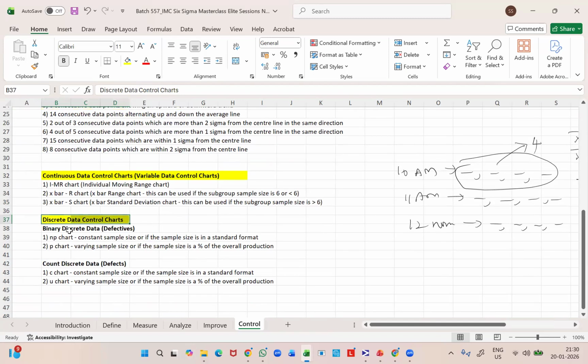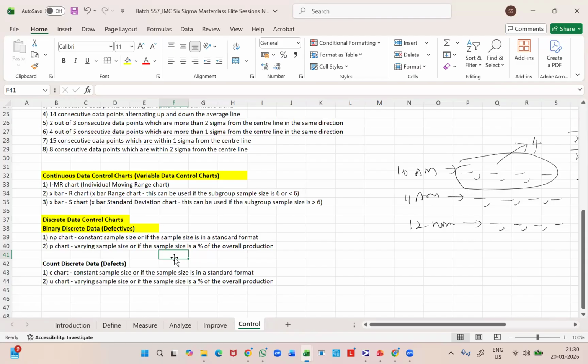So under discrete data, we have control charts for binary discrete data, which is nothing but defectives type of data. In the final assessment, you will not get questions pertaining to the control chart exercises. Especially in the Green Belt final assessment, you will not get questions pertaining to the control chart exercises, right? But you will get a question wherein you would be asked to identify the appropriate control chart for a given scenario, right? The scenario will be given as a question and you'll be asked to identify the appropriate control chart.